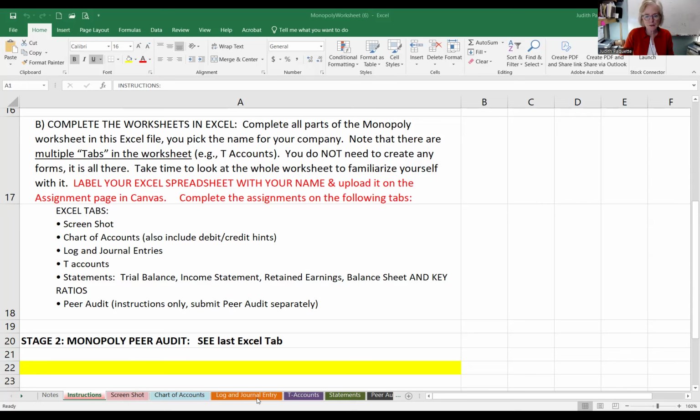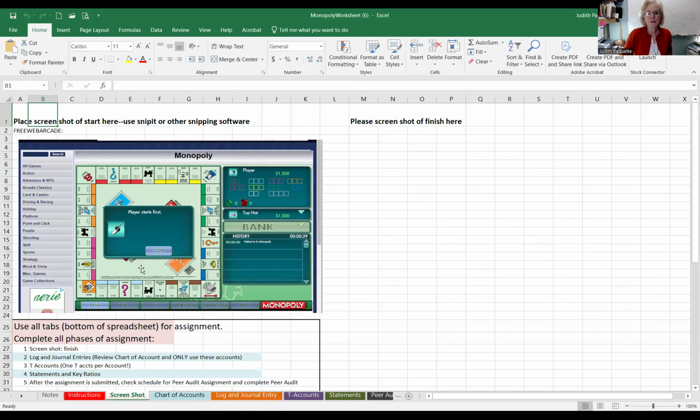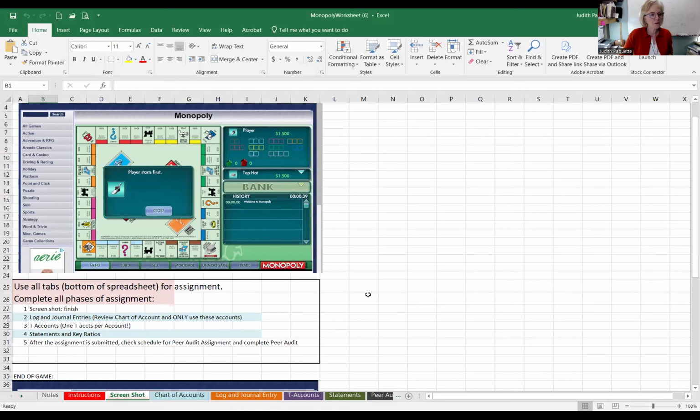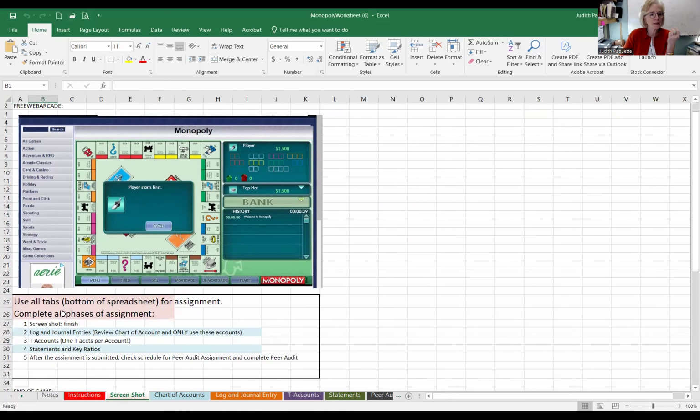Log and journal entry, T accounts, statements and ratios, and key ratios. Okay, peer audit is done separately. All right. So if we look at this, the screenshot would be, you just take a picture. You guys know how to do screenshots, and you take a picture at the end.